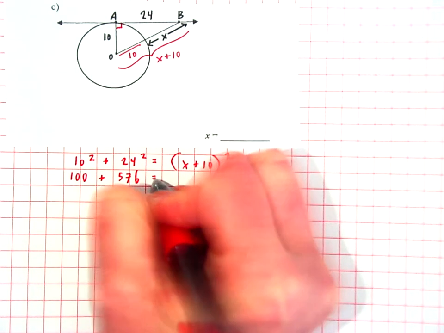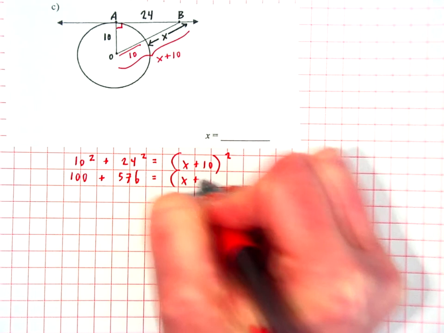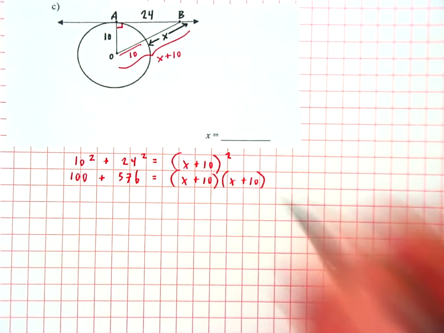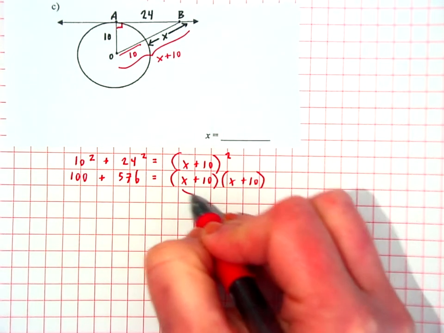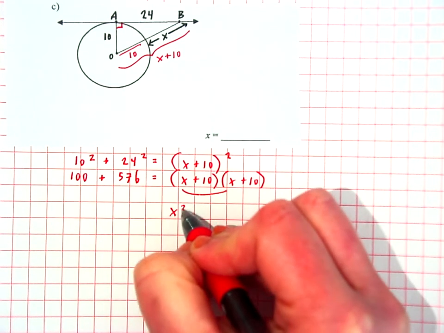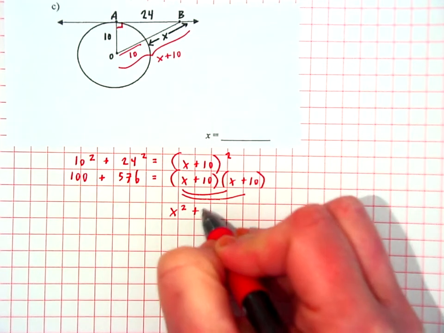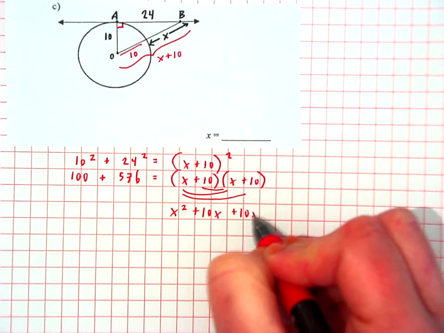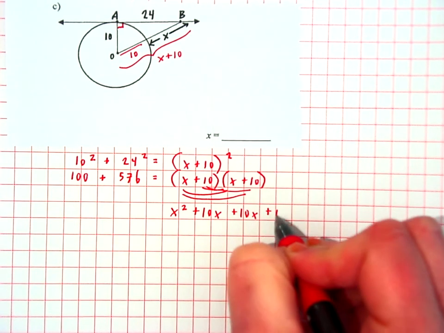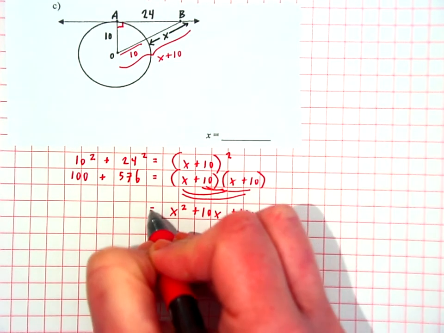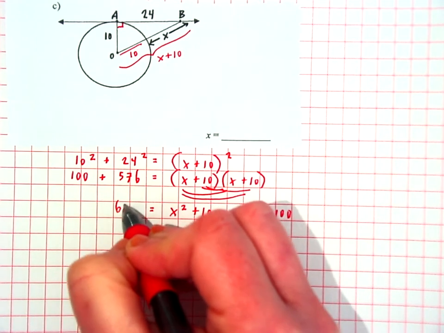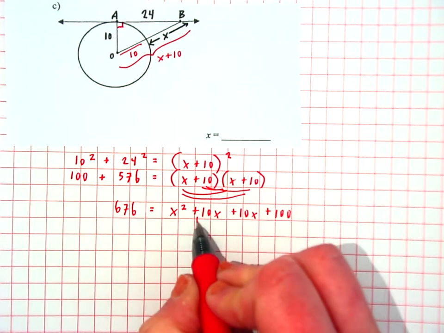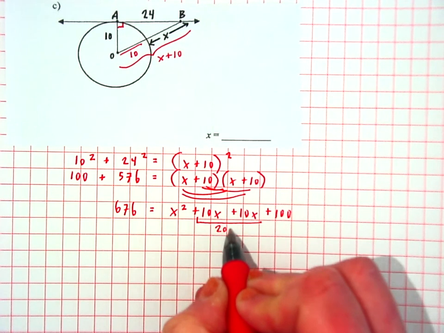Is all equal to, well, I have to FOIL this part out. So x plus 10 times x plus 10. So let me go ahead and FOIL that out. My first is x squared, my outer 10x, the inner 10x, and the last is 100. And on the left, that sums to 676. Okay, and I know that these two will consolidate and make 20x.